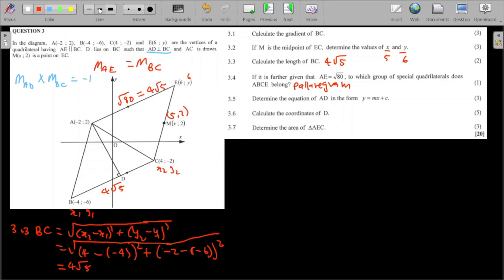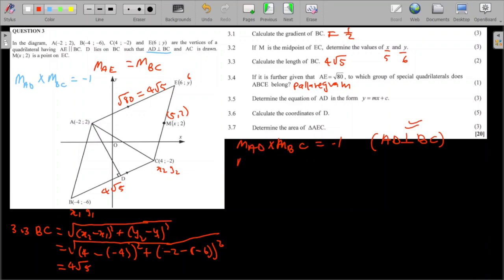We know the gradient of BC here. The gradient here was 1 over 2, so the gradient of BC is 1 over 2. Again, I told you that the gradient of AD times the gradient of BC is going to give us negative 1, because AD is perpendicular to BC. This is very important: you write this reason after writing this statement.